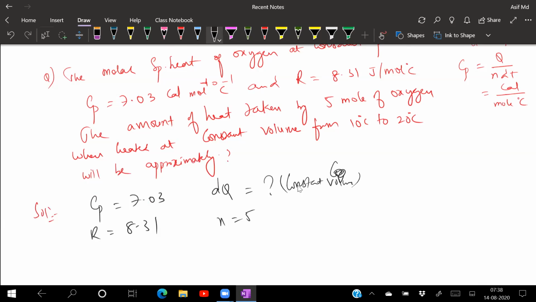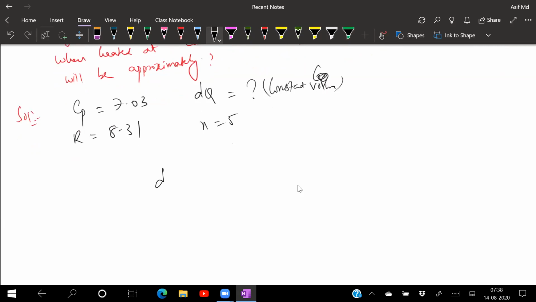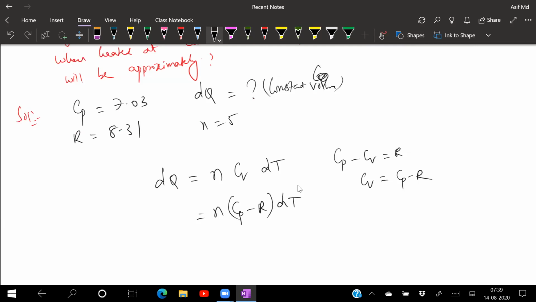So you know how to write the value of dQ, beta? dQ is equal to n into Cv into dT, right? Delta Q at constant volume. So that is equal to n into, as we know the relation, Cp minus Cv is equal to R. So Cv will become Cp minus R. So in the place of Cv, I am writing Cp minus R, into temperature delta T. So the number of moles is 5, and the values are 7.03 minus the R value.